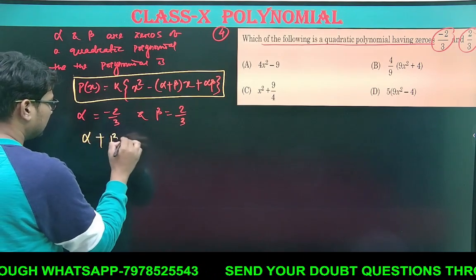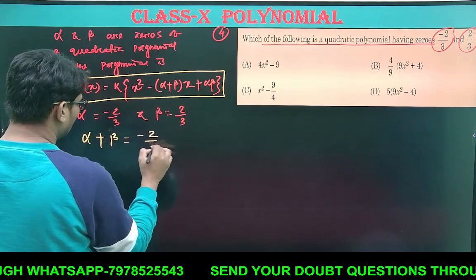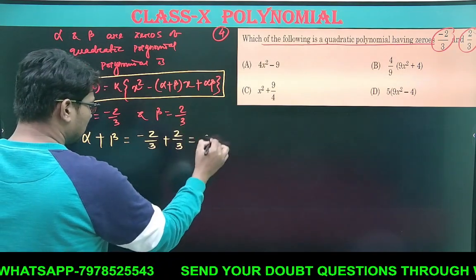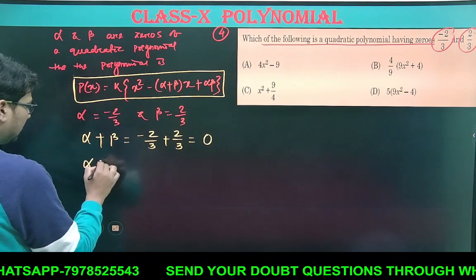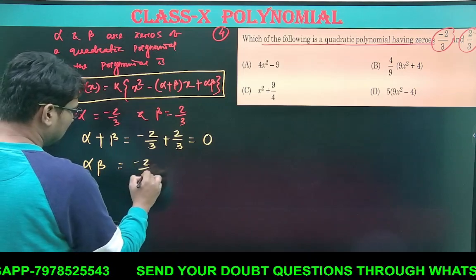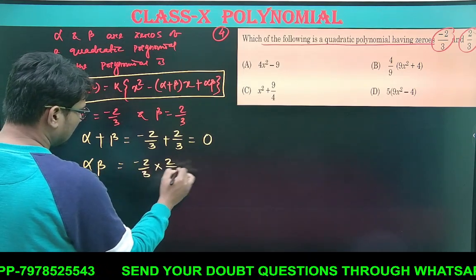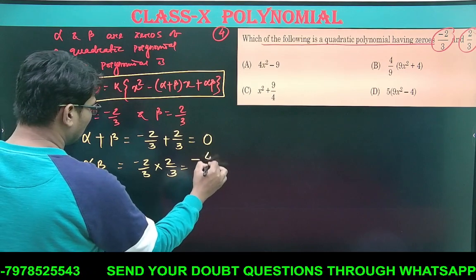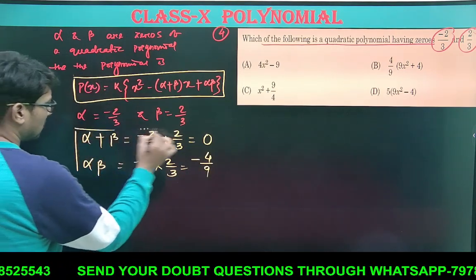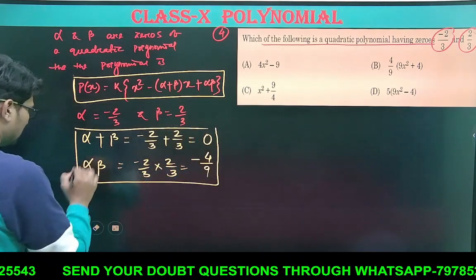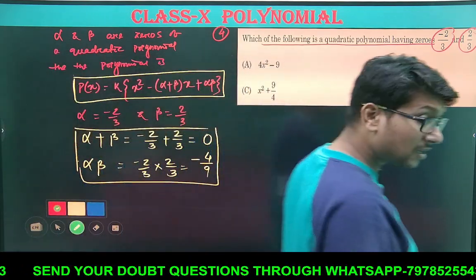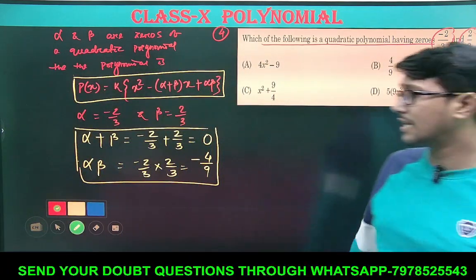Alpha plus beta is equal to minus 2 by 3 plus 2 by 3. So it is how much? 0. Alpha into beta is how much? That is minus 2 by 3 into 2 by 3. That is minus 4 by 9. So right now we have the sum of zeros and the product of zeros. Hence the polynomial is, same now, you can write yourself.